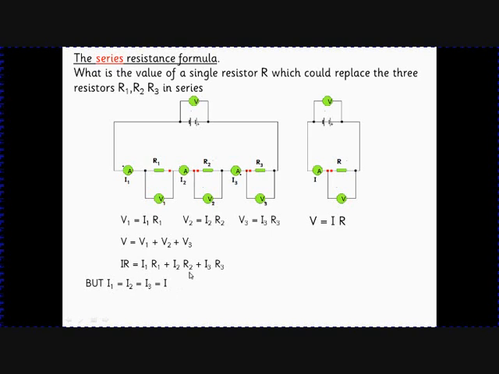So I can change all of those into I's, divide through by I, and I just get the total resistance is R1 plus R2 plus R3. You might even think that's fairly obvious.